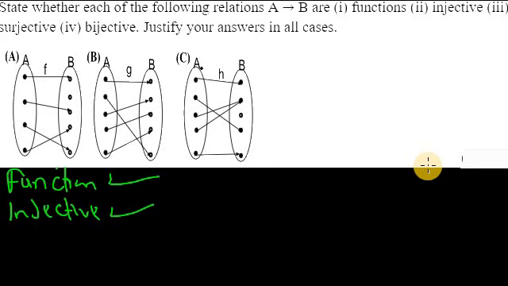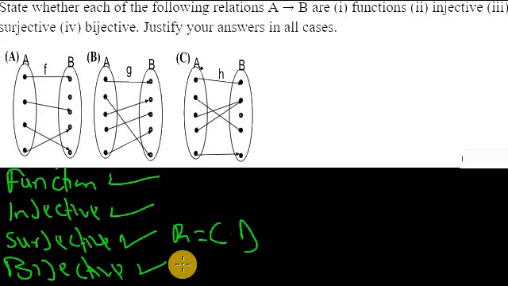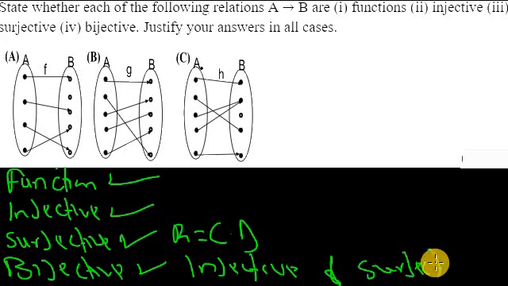Is it surjective? You can see that all the codomain are used. So it is surjective because range is equal to codomain. All the codomain are used. All the elements in the codomain are an image of at least one element in the domain. So it is surjective. Once it is surjective and it is injective, definitely it is bijective. It is bijective because it is injective and surjective. And that's it, guys. So that's the answer to that one as well.